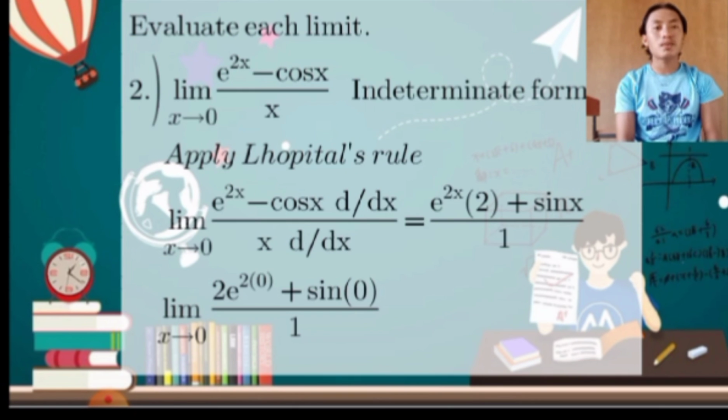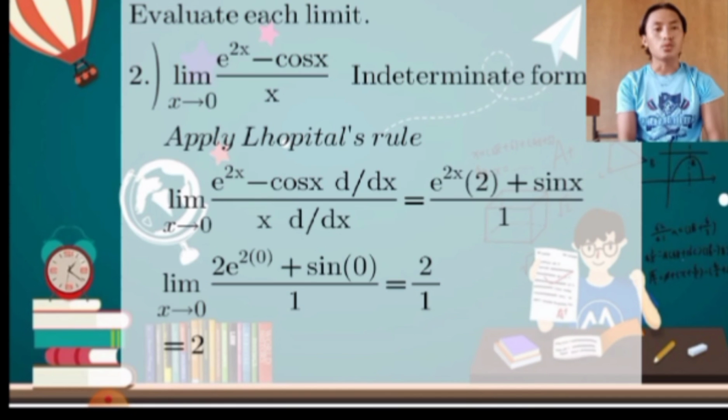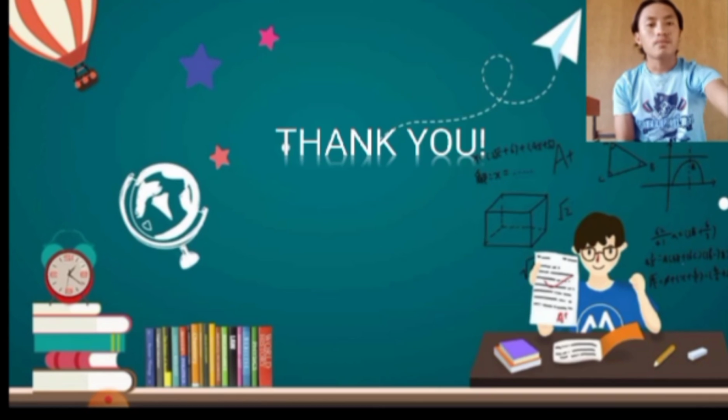So by using substitution, the limit as x approaches 0 of (e to the power of 2 times 0 plus sin of 0) over 1 is equal to 2 over 1, or 2. So, and that's all.